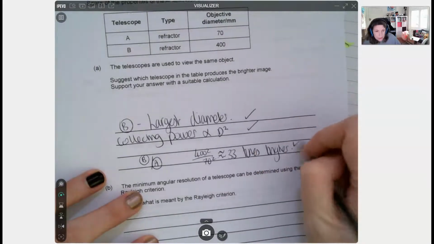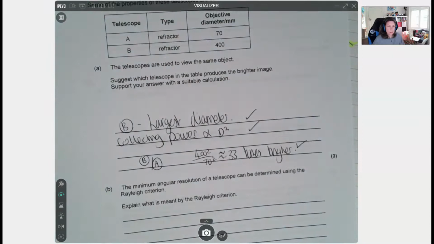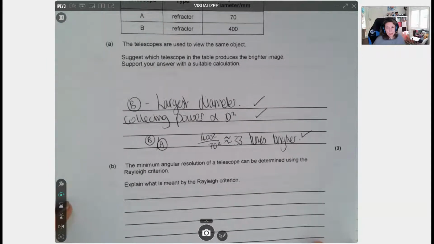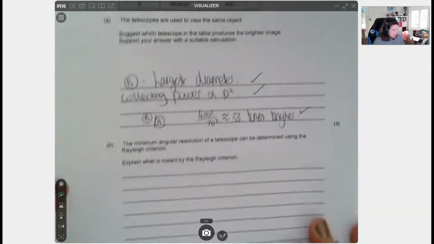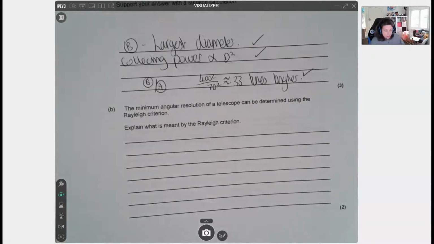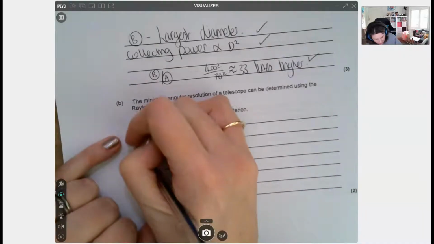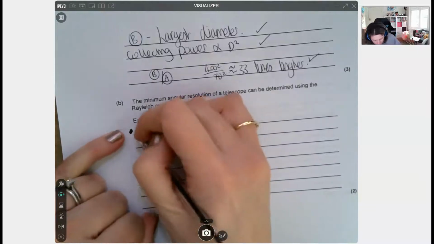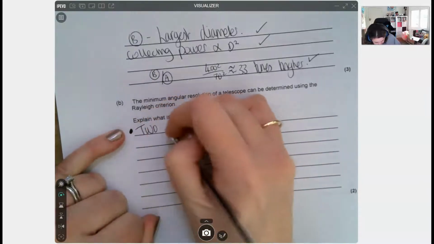1, 2, 3 marks. Okay. Then it says the minimum angular resolution of a telescope can be determined using the Rayleigh criterion. Explain what is meant by the Rayleigh criterion. Okay, this is where you need that definition. So we start with, it's only worth 2 marks. Okay, it's when 2 objects will just be resolved.